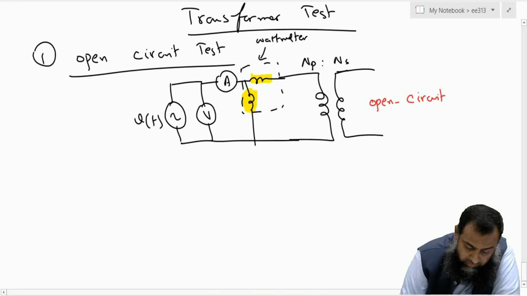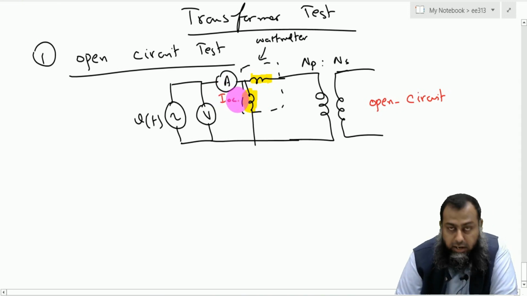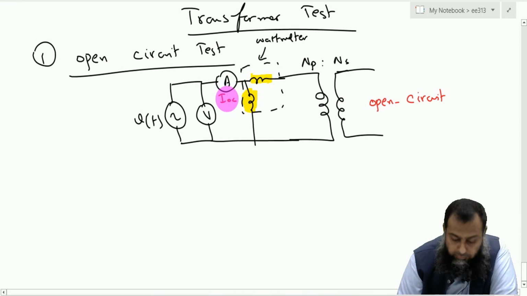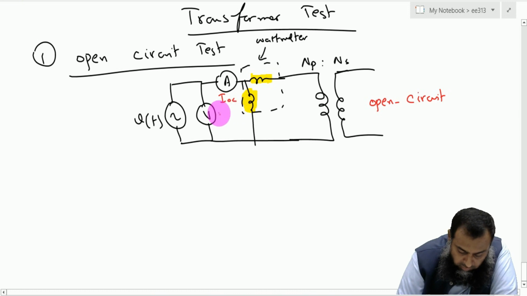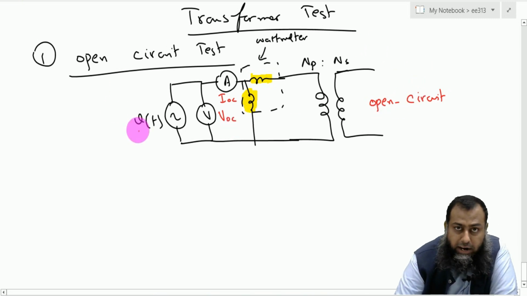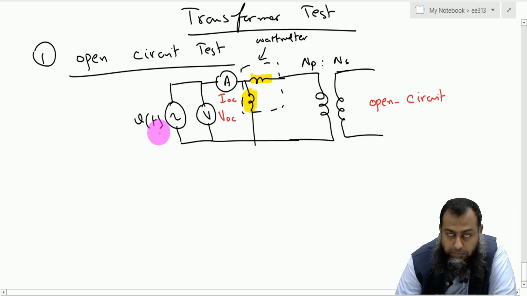Also we are measuring this A. Let us call this one IOC, because this is the current which we are measuring in an open circuit test. So in order to differentiate it from the other test that we will discuss shortly, we designate this as IOC. Similarly, this is equal to VOC. Now the question is what winding or what part of a transformer is left open circuit while we perform this particular open circuit test.